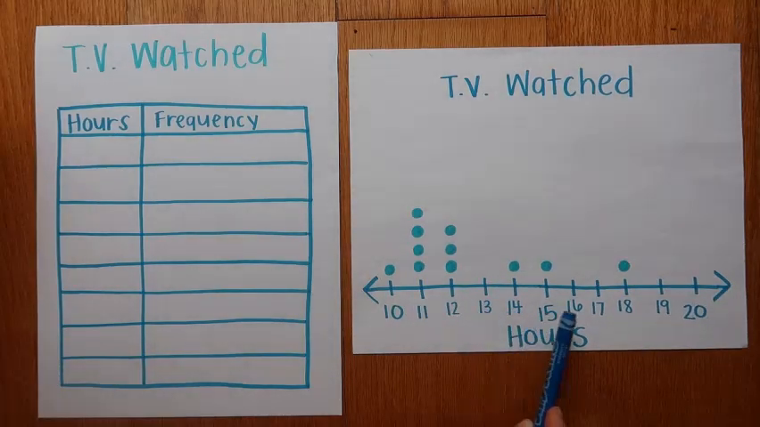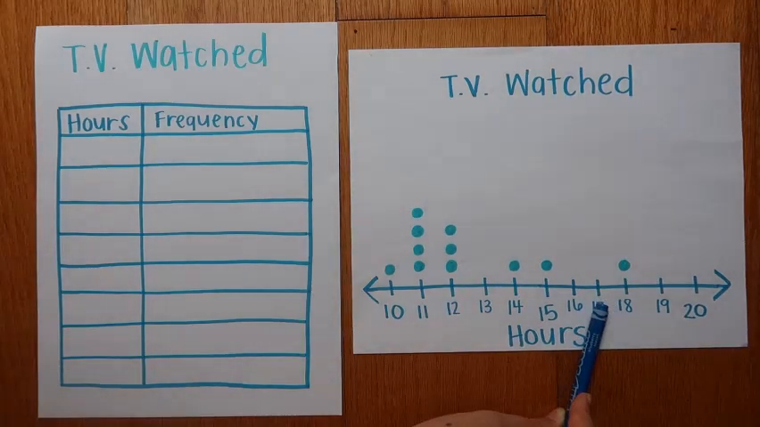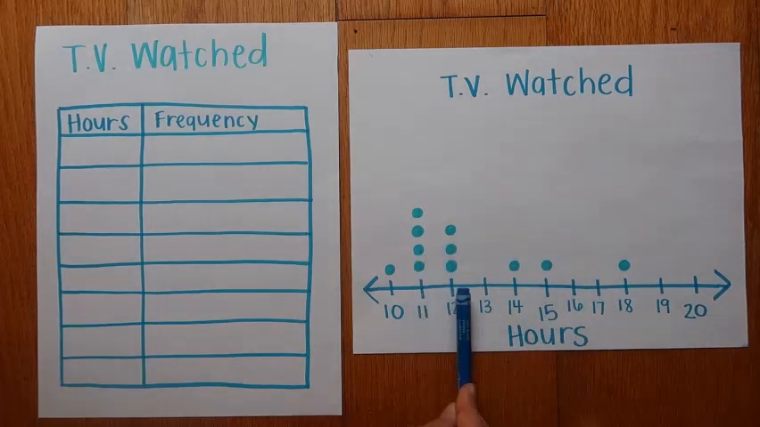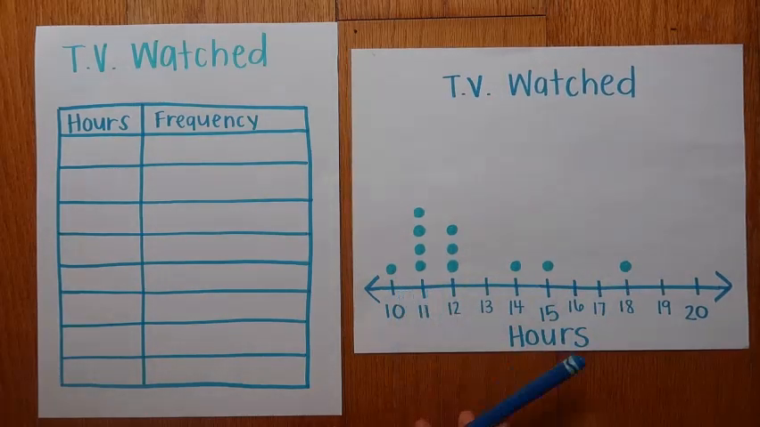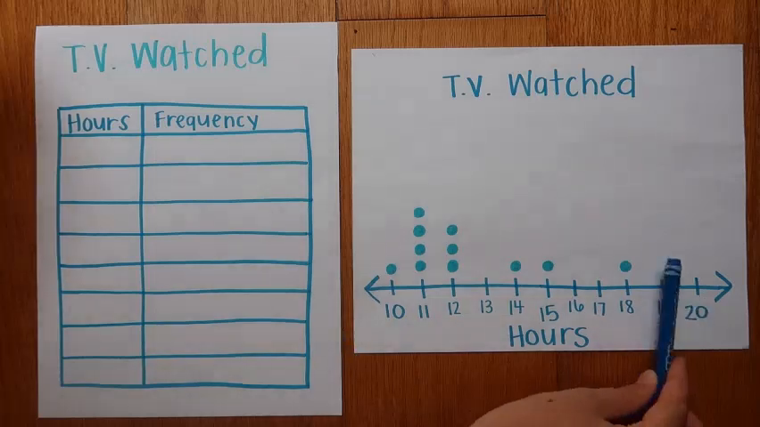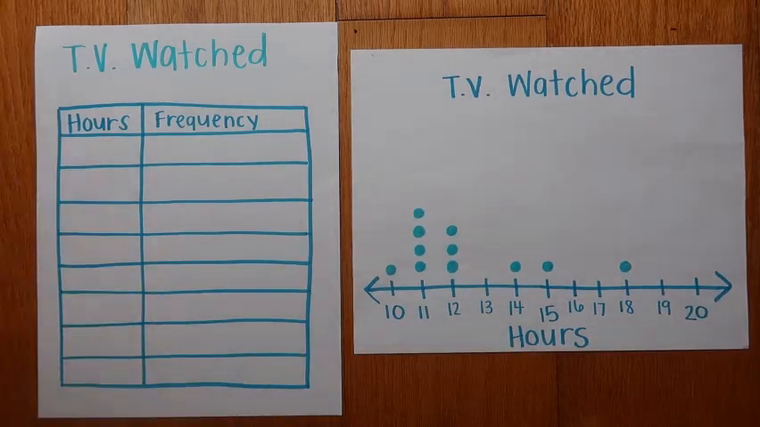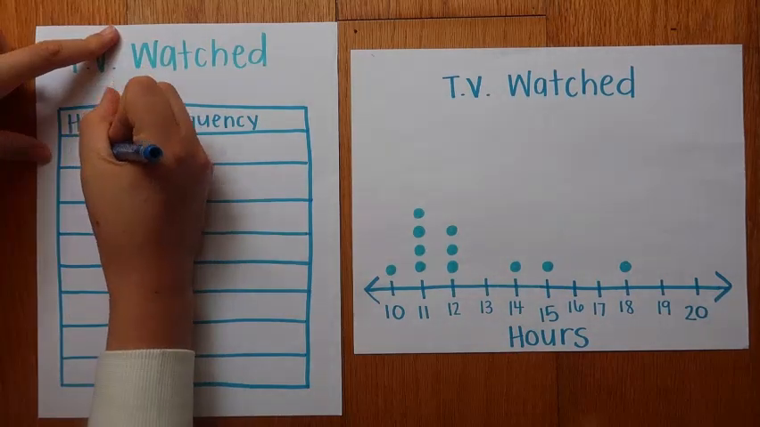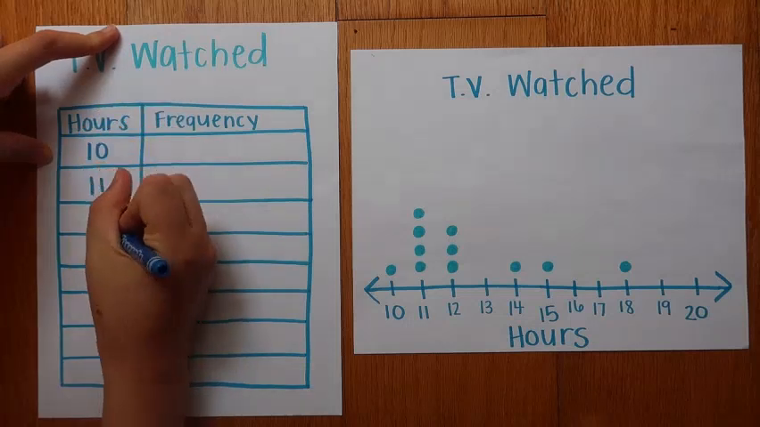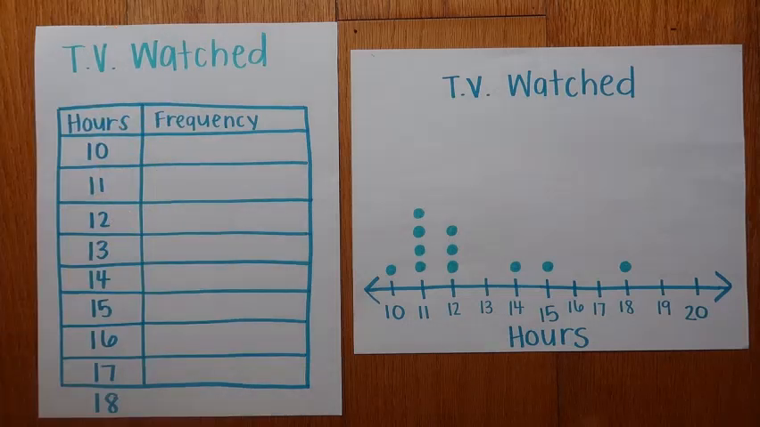I include the 13, the 16, and the 17, even though they don't have any, but that's because they're in between some dots, so I would include those. But I'm going to just cross off those two at the end. So I'm going to go like this. I'm going to put 10, 11, 12, 13. All right, so we're going to go through.